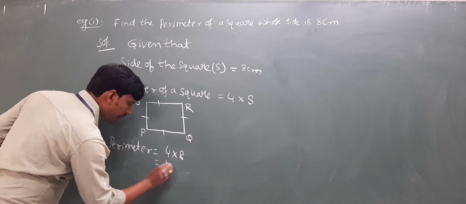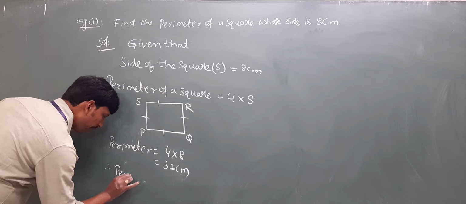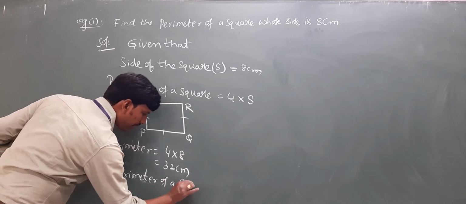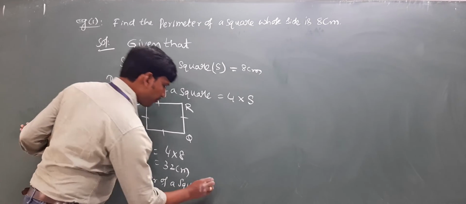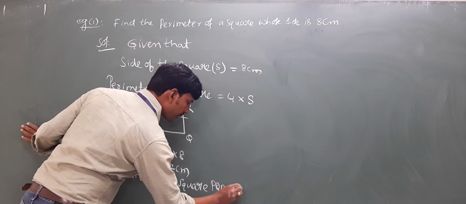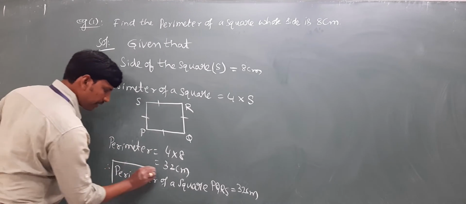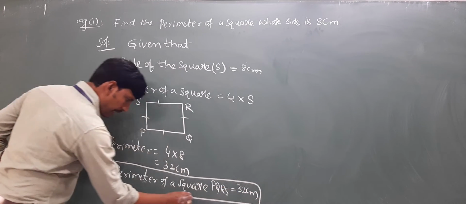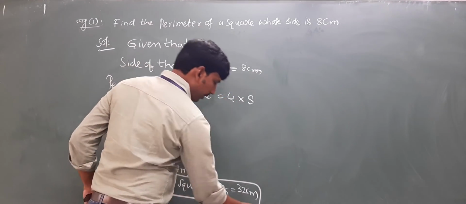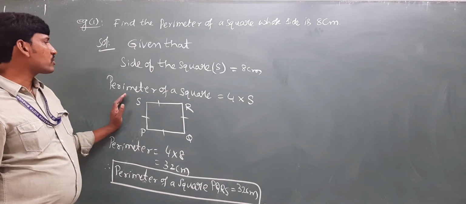So which is equal to how much? 32 centimeter. So therefore, the perimeter of a square PQRS is equal to how much? 32 centimeter. So keep it in mind when you are finding the solution, please write down the units compulsorily. Here they gave units in terms of centimeter, so we got the answer in centimeter only. Okay, you understood this one, I think so.